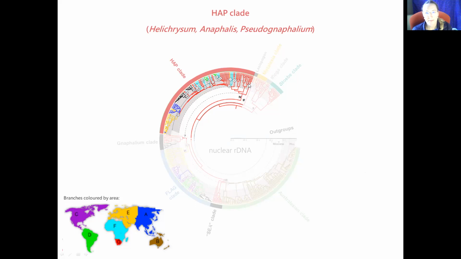Helichrysum, these red branches here represent African helichrysums, and also in the tropical African highlands and Madagascar, these helichrysums. And then Chionolaena, diversified in South America. The genus Pseudognaphalium is nested in here, and that's very widespread. And then Anaphalis, which is distributed across Asia and North America. And then these branches here represent the Mediterranean helichrysums.